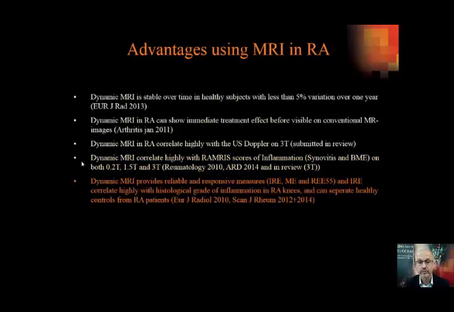Dynamic MRI also provides you reliable and responsive measures using Dynamika, and the initial rate of enhancement correlates highly with the histological grade of inflammation in the rheumatoid arthritis knee and can separate healthy controls from rheumatoid arthritis patients.